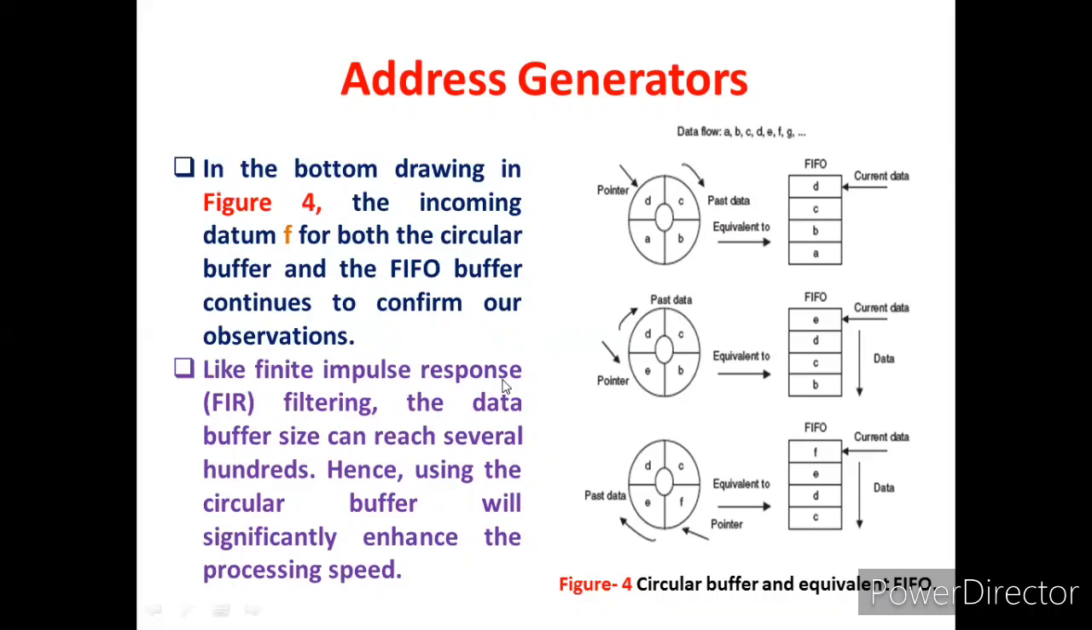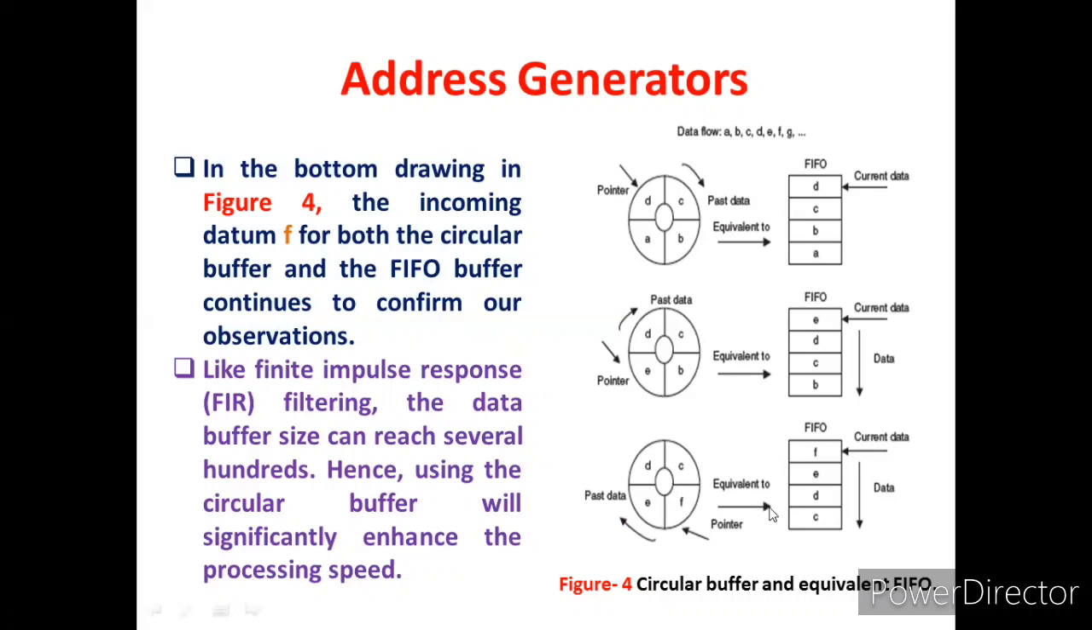Like in finite impulse response filtering, the data buffer size can reach several hundreds. If you take a practical application like an FIR filter, we have hundreds of samples there. Hence, using the circular buffer will significantly enhance the processing speed. In this kind of operation, where filtering is very important and only one data needs to be updated, this circular buffer address generation is very helpful. In this fashion, the processor speed can be increased.